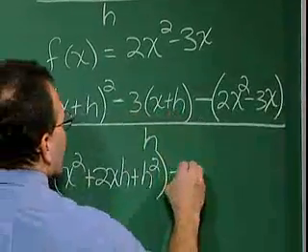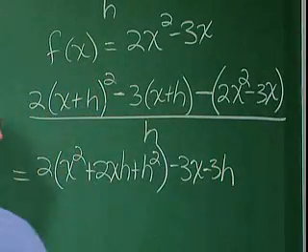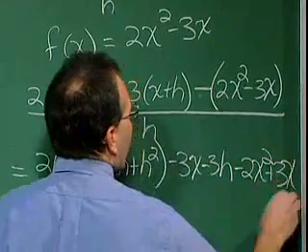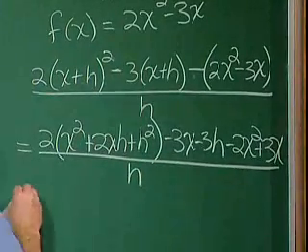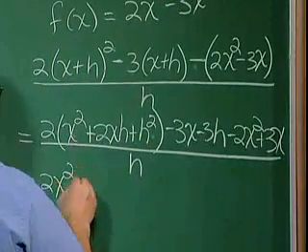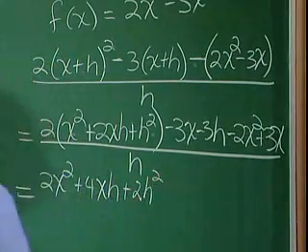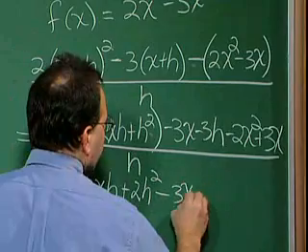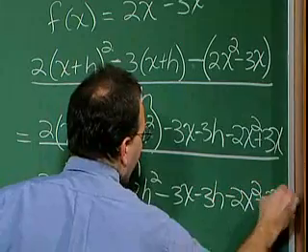Then distribute the negative 3, and we get negative 3x minus 3h. Distribute the minus sign, we get minus 2x squared plus 3x, all over h. We need to distribute the 2 inside here, so we get 2x squared plus 4xh plus 2h squared. Then we still have our minus 3x minus 3h minus 2x squared plus 3x.